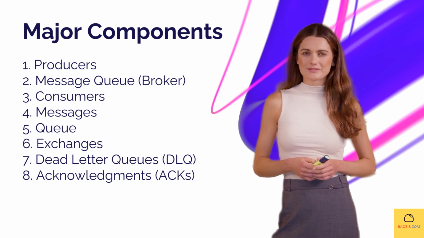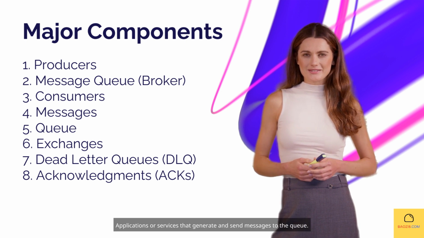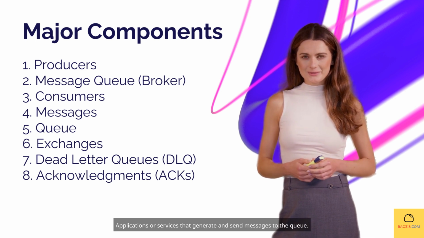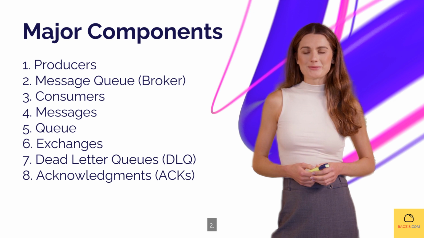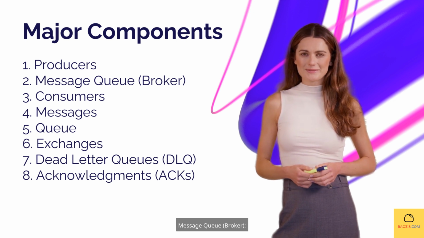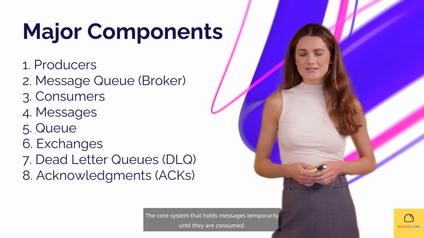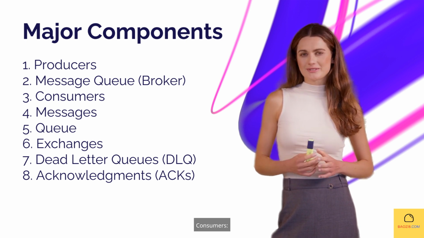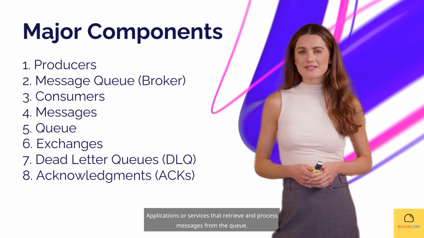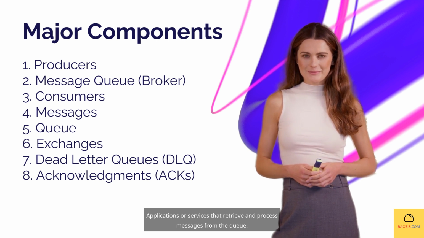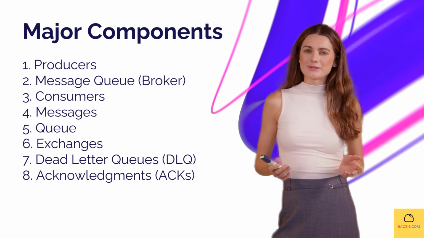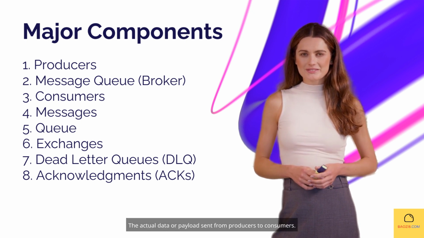1. Producers. Applications or services that generate and send messages to the queue. 2. Message queue, broker. The core system that holds messages temporarily until they are consumed. 3. Consumers. Applications or services that retrieve and process messages from the queue. 4. Messages. The actual data or payload sent from producers to consumers.